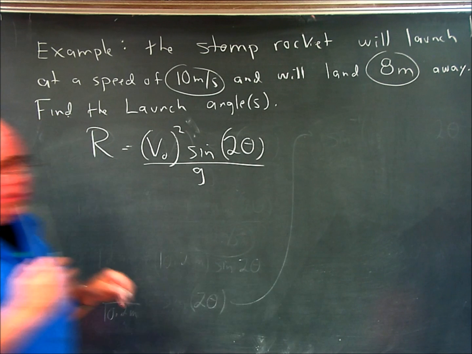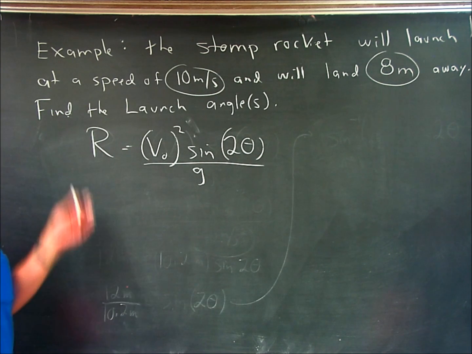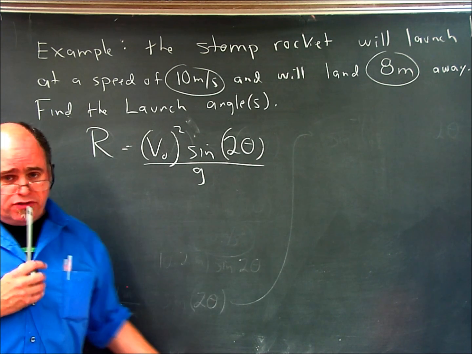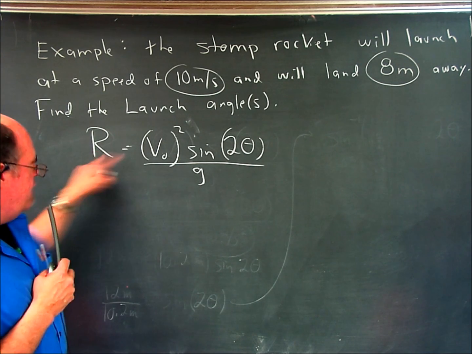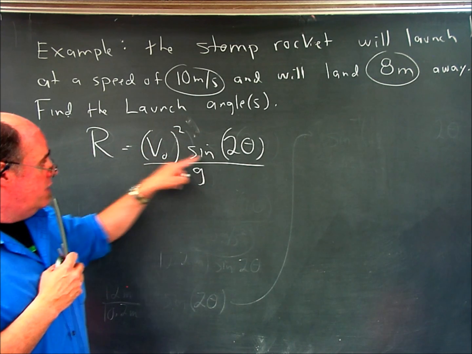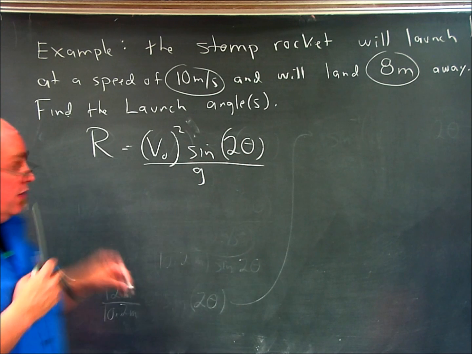The range formula can only be used if it's on flat ground, and they didn't talk about a different elevation, so this will be on flat ground. So we're saying that the range is equal to the initial velocity squared times the sine of 2 times the angle divided by gravity. I'll plug it in.